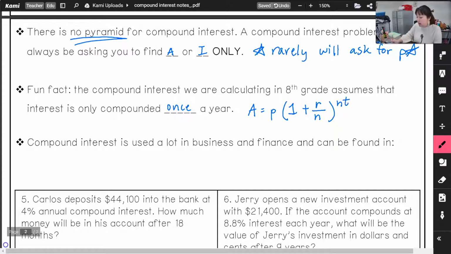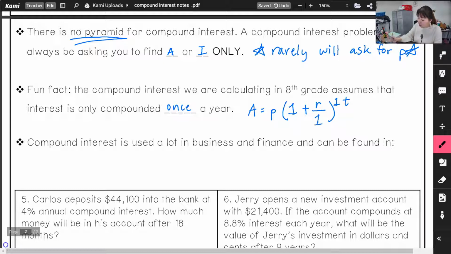Okay, so N is where we put in how many times your interest is compounded. Like, for savings accounts or credit cards, they usually compound your interest every month. So there's 12 months in a year, so it should be like this. Right? But for 8th grade math, we're just assuming that it's compounded once a year.